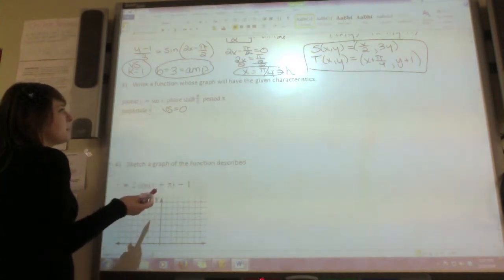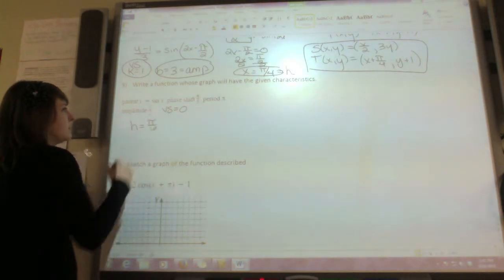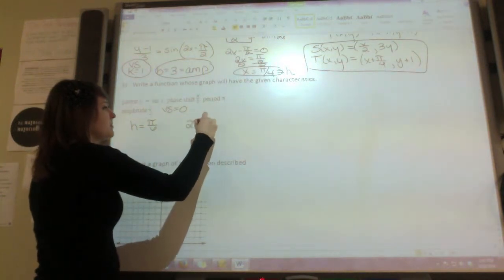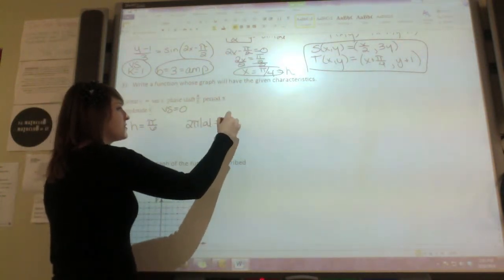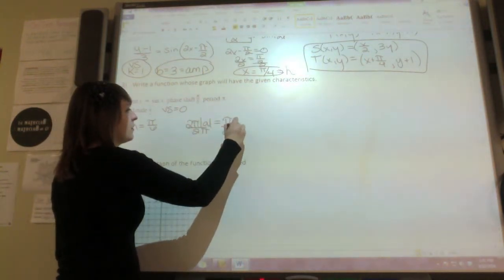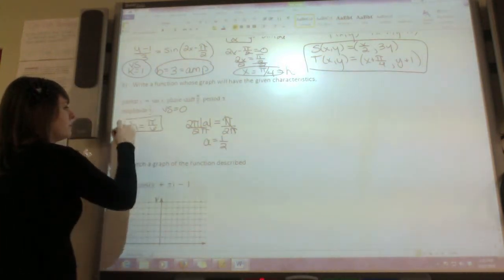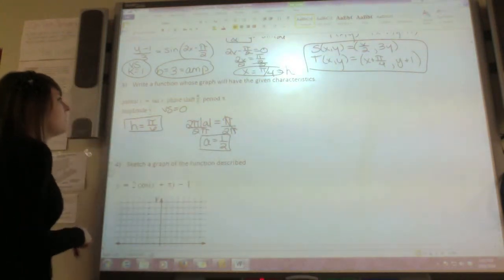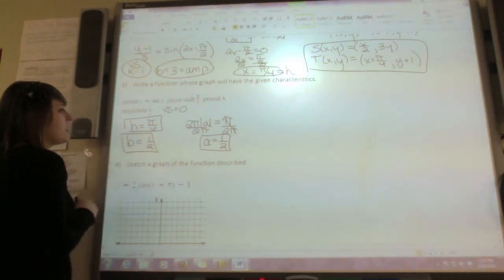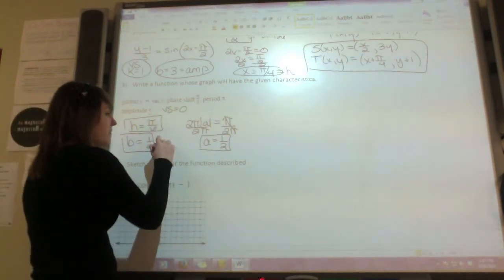Alright, so if they tell me that my phase shift is pi over 6, that means my h value is pi over 6. If they tell me my period is pi, well, remember that 2 pi times the absolute value of a gives you your period, so I can write that that equals pi. Then I can divide by 2 pi to find out that a equals 1/2. Okay, my amplitude is 1/2, so that means that my b value equals 1/2. And my vertical shift is 0, so that means that my k value equals 0.